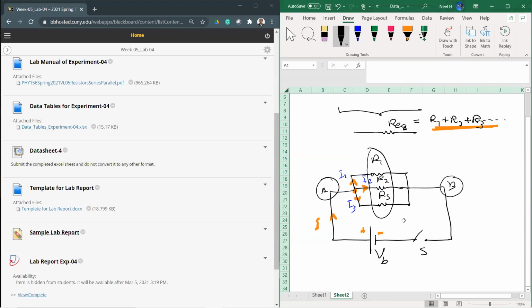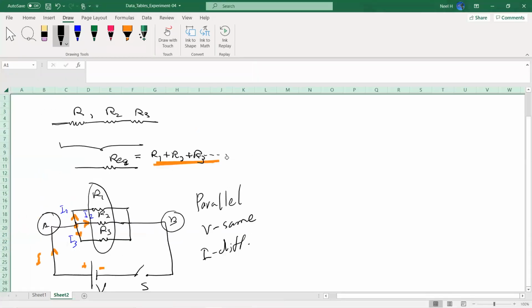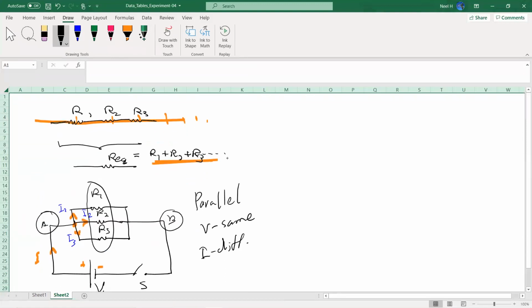However, the current is different. Such a connection we usually call the parallel connection. So that's the idea of parallel: the voltage is the same, but the current is different. If you compare that concept with the serial connection, since it is on the same line, the current is going to be the same, but the voltage will be divided into sections. That's the idea of serial. The current is the same, but the voltage is different across each component.